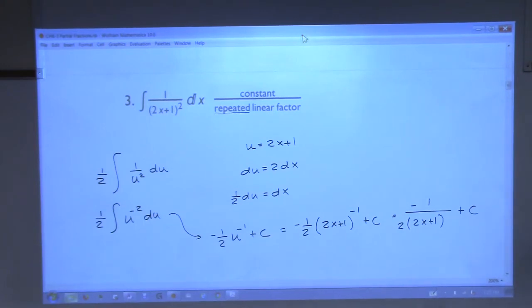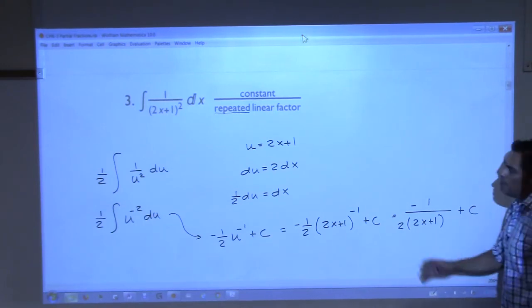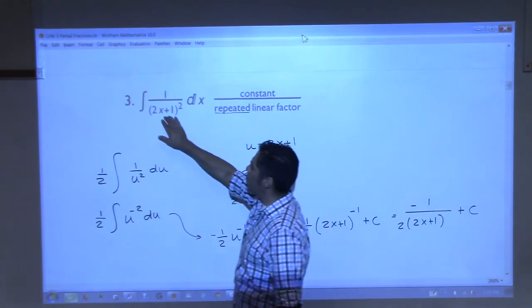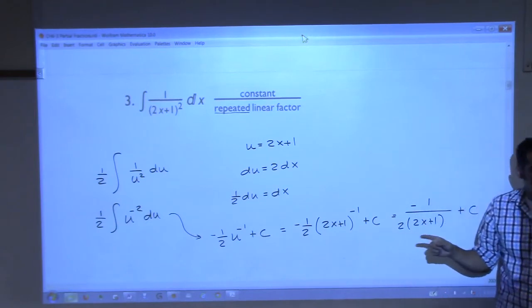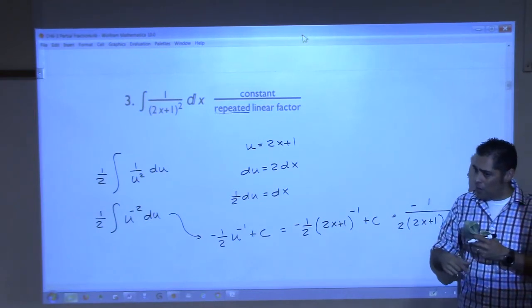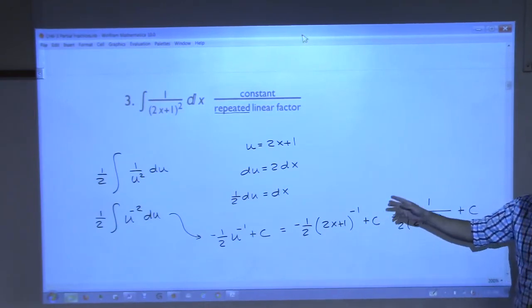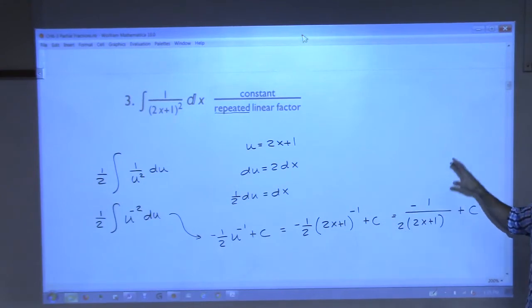Is that all right? Do you see that because it was linear here, even though it was repeated, we still had to scale out the 1/2? It was just that the antiderivative wasn't natural log anymore. It was, you know, this negative u to the negative 1.